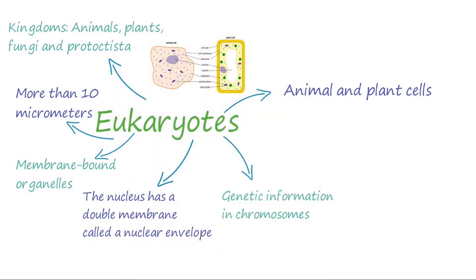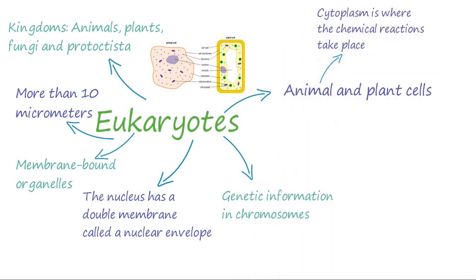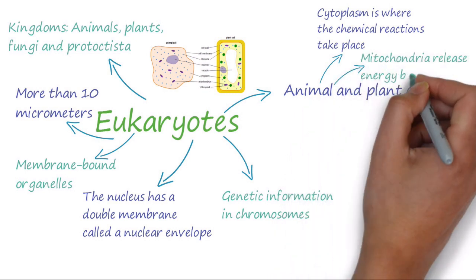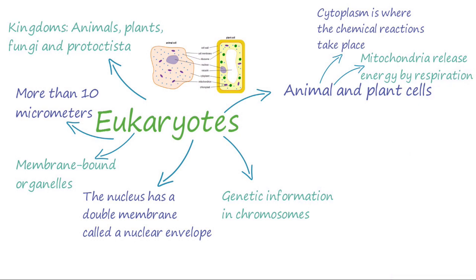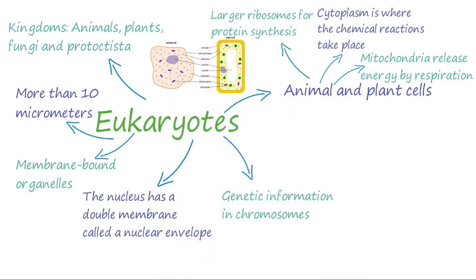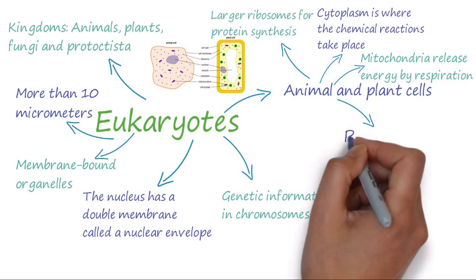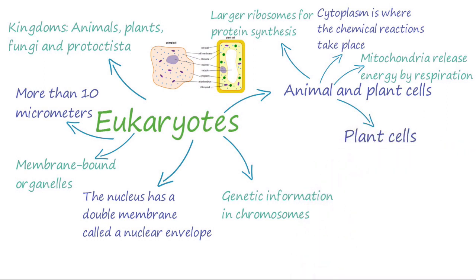As we've already established, eukaryotic cells contain a membrane-bound nucleus. They, like bacterial cells, also contain cytoplasm, which is where most of the chemical processes take place. Suspended in the cytoplasm are mitochondria, in which most energy is released by respiration, and ribosomes, in which protein synthesis takes place. Ribosomes are also found in prokaryotic cells, although eukaryotic ribosomes are larger than those in prokaryotes. These features are found in both animal and plant cells.